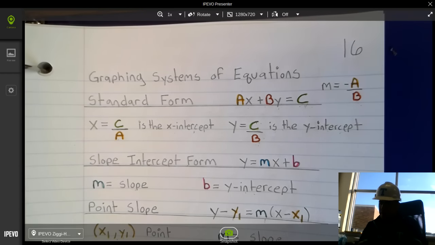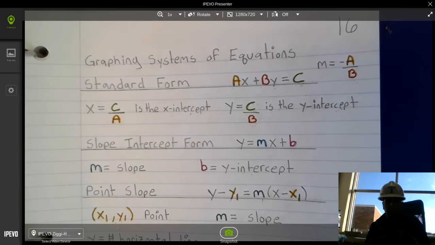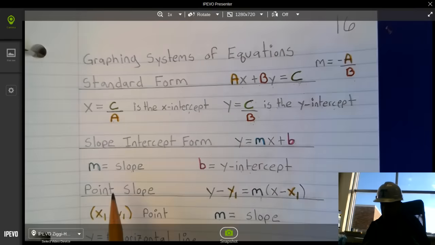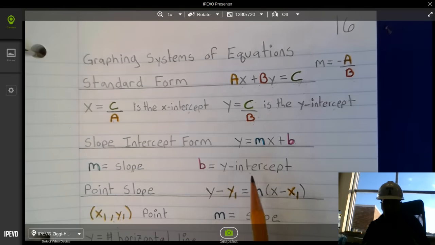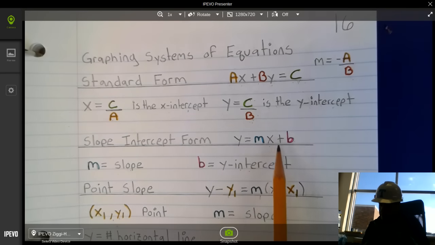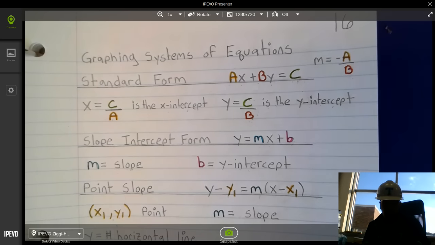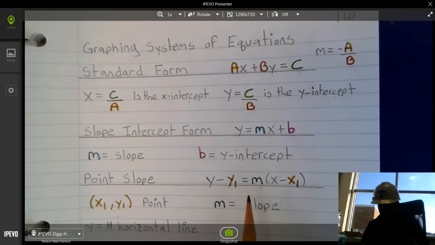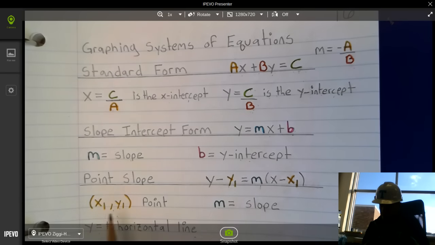The next is slope-intercept form, which is y equals mx plus b. It's called slope-intercept form because you have the slope and you have the y-intercept. Important to note is the slope is in front of x and the b is right here. Then the next one is point-slope, which is y minus y1 equals m parentheses x minus x1. It's point-slope because you have the point x1, y1 and slope m.